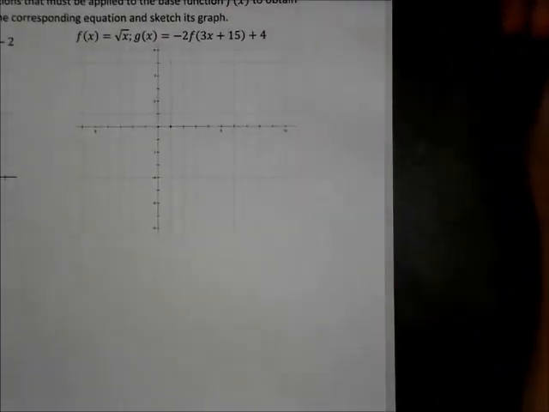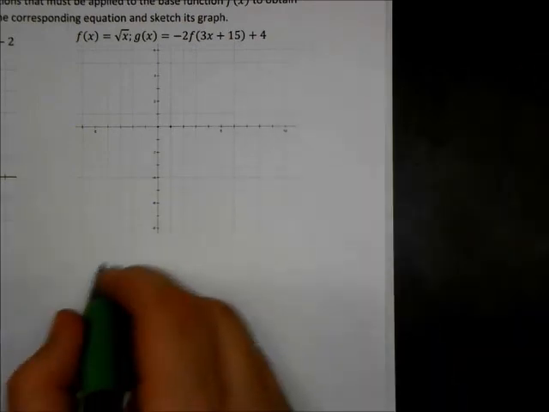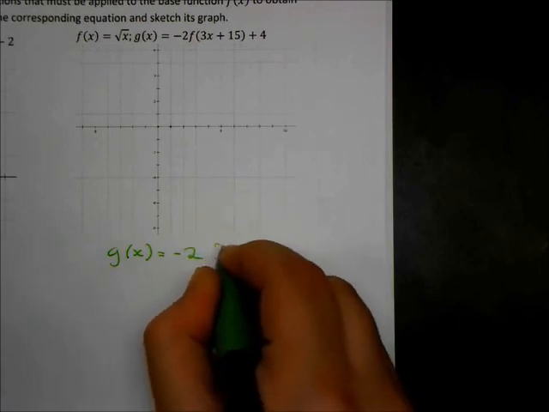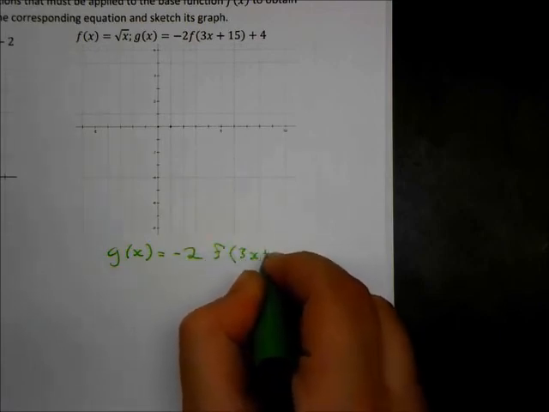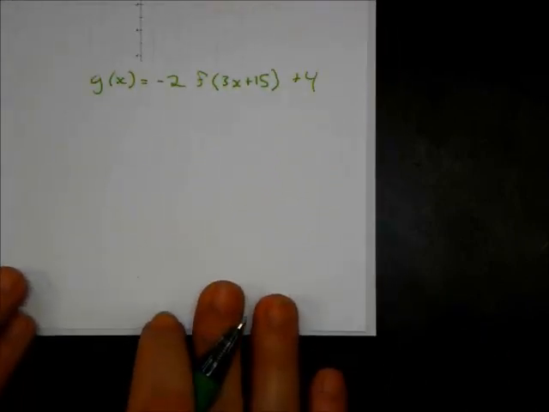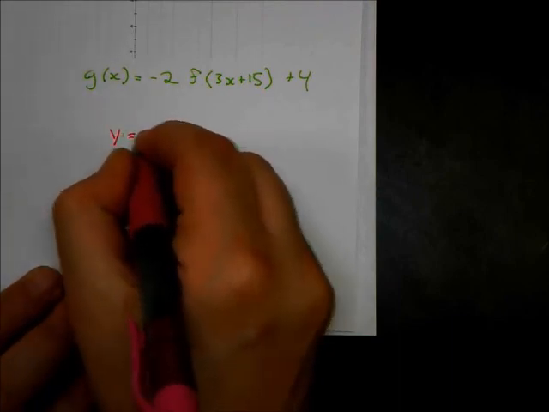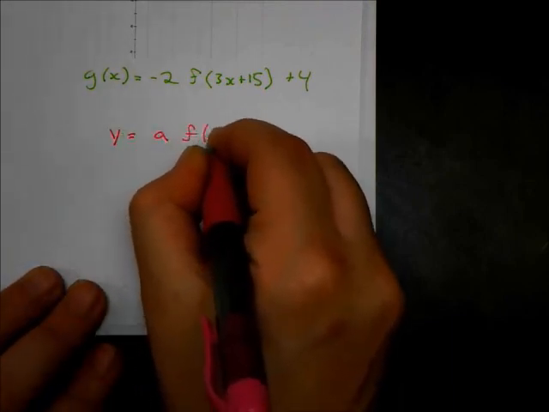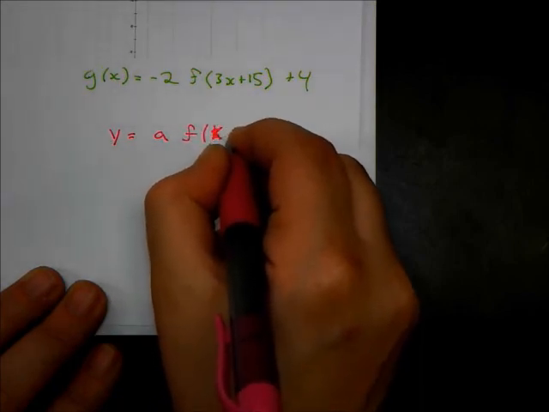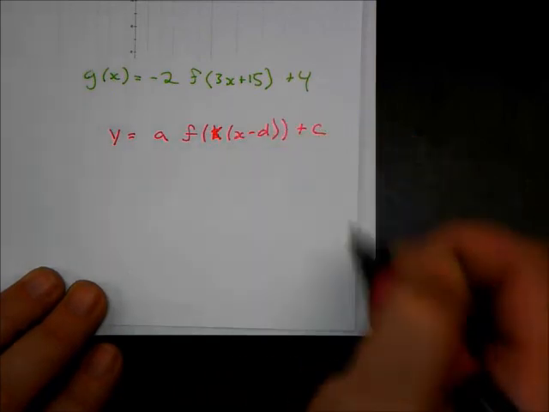So, first thing, we need to know what transformations do I expect to see? Well, we're going to compare. Our g of x is looking like -2, here's our function, 3x plus 15, plus 4. Alright, that's nice. What should it look like? It should look like y equals a f of k, x minus d, plus c.